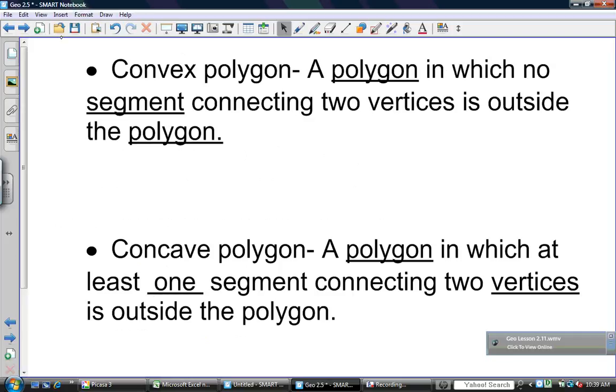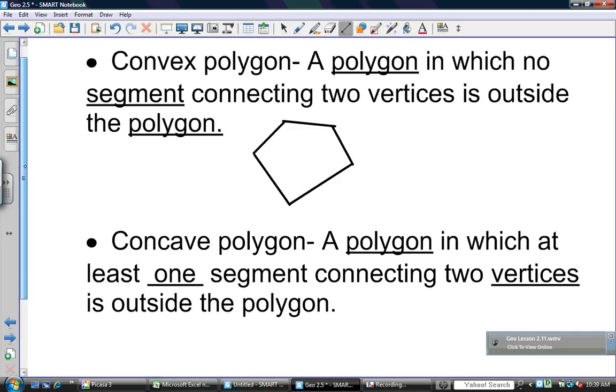A convex polygon is a polygon in which no segment connecting 2 vertices is outside the polygon. An example of that would be something like this. That would be a convex polygon.